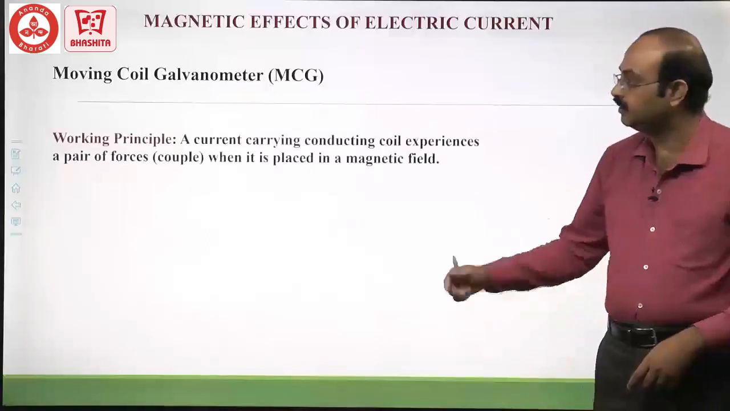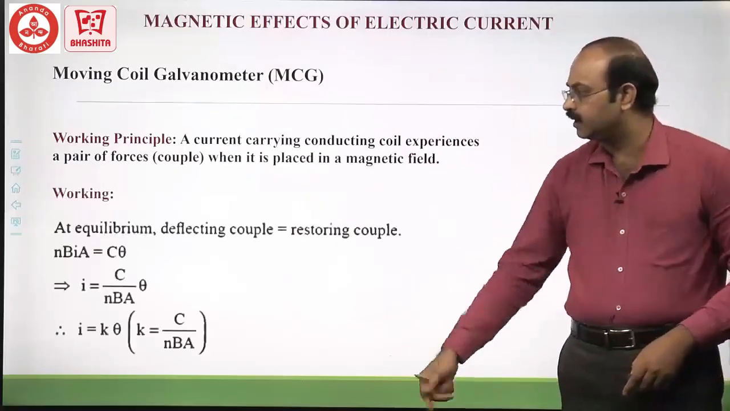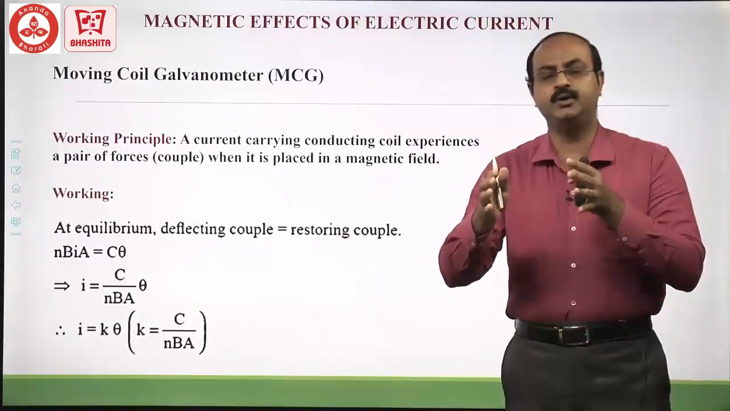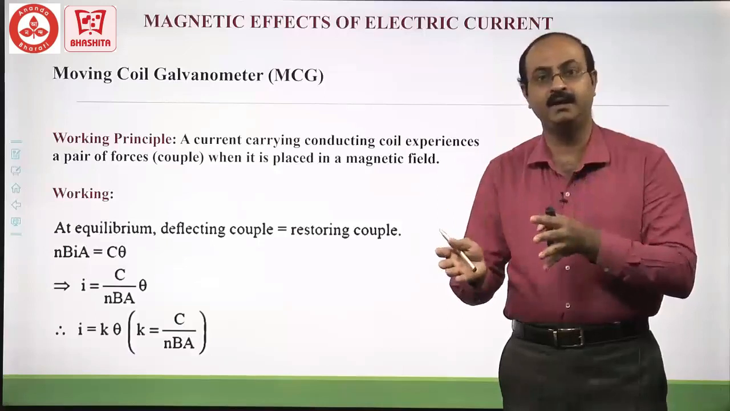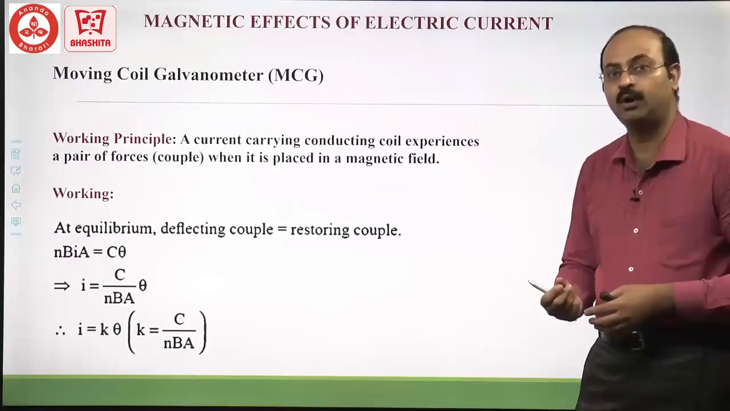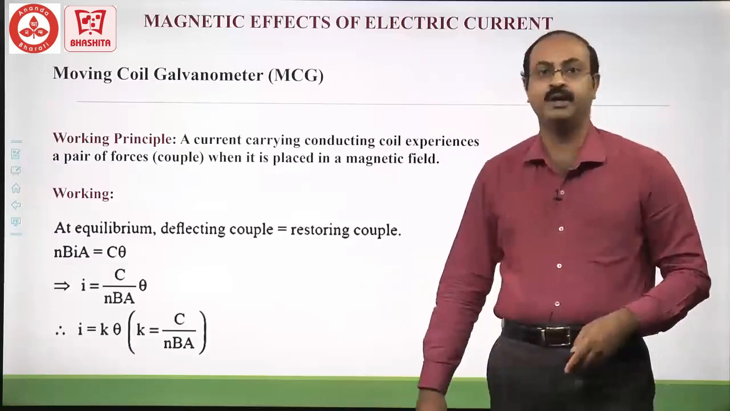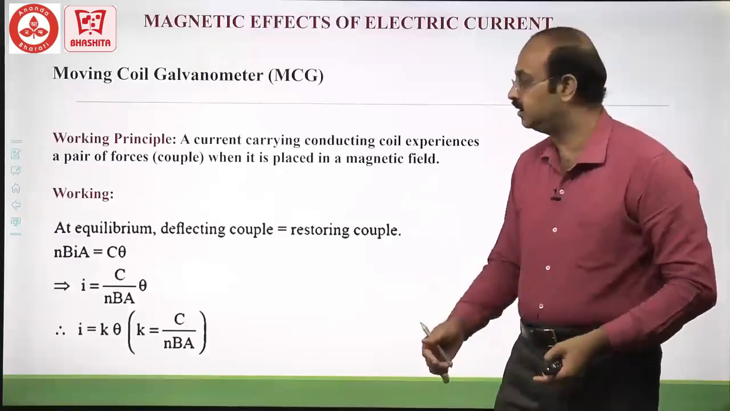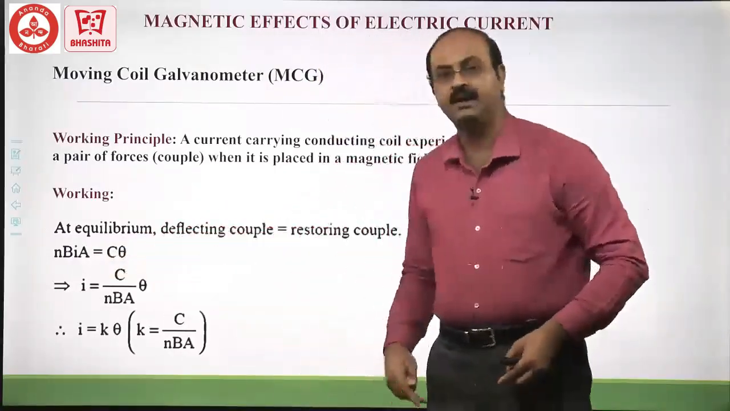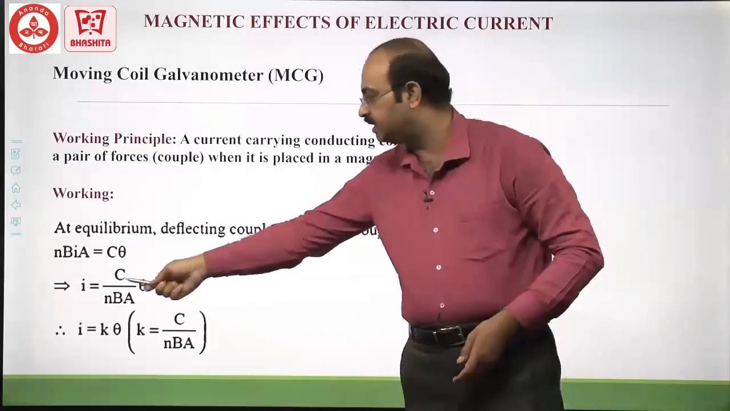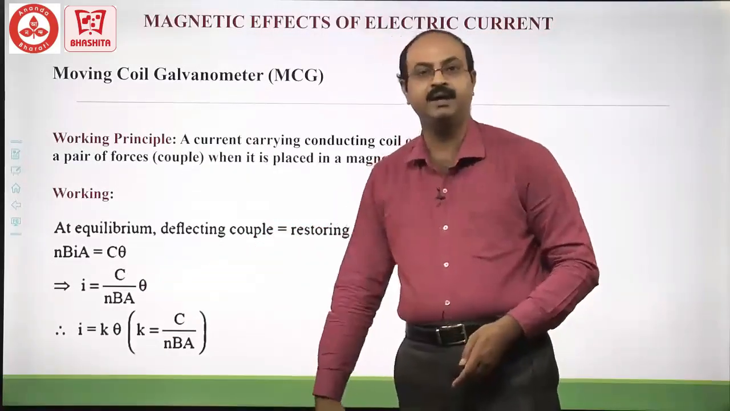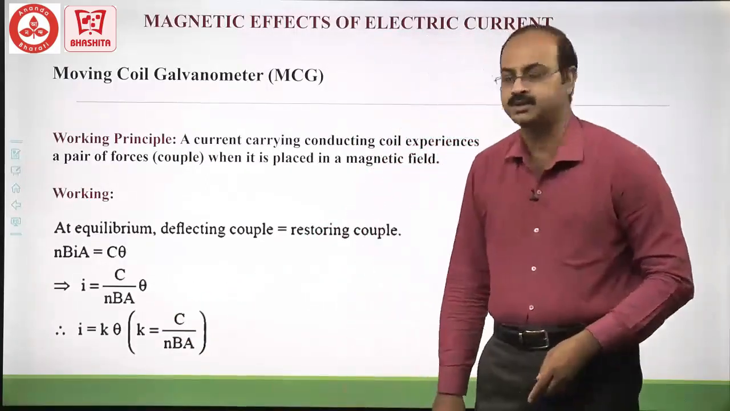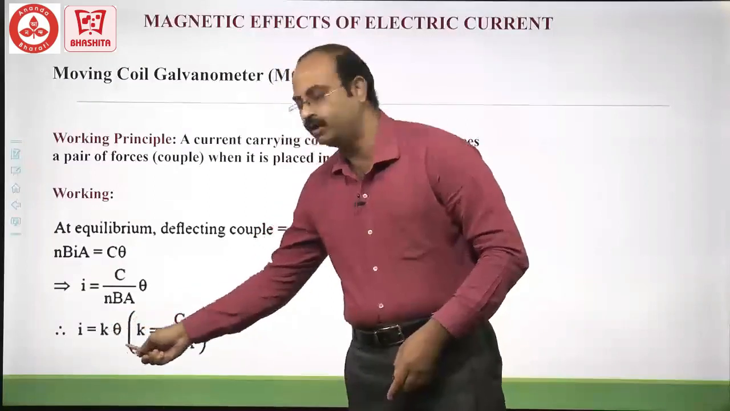Then coming to the working, at equilibrium the coil is being turned due to the interaction with the magnetic field, whereas the spring at the bottom will try to provide the restoring couple. When these two are equated, you get NBIA, which is the deflecting couple, and Cθ will be the restoring couple. You get I is equal to C by NBA times θ. This C by NBA will be called the galvanometer constant. Therefore, you get I is equal to Kθ.